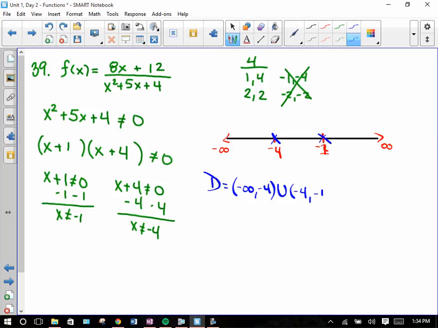And then what's my next interval? -4 to -1. I can't just jump and say, okay, -1, that's my next number. I can't forget about the numbers in between because they want to be part of the party. So -4 to -1, and -1 to infinity, and then you're done.